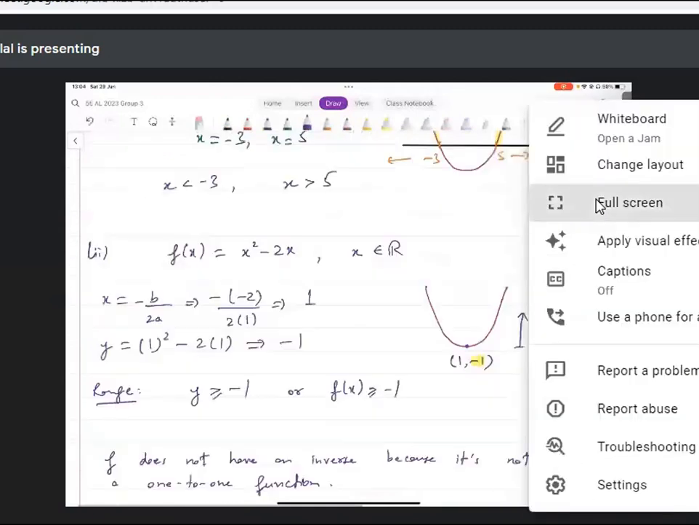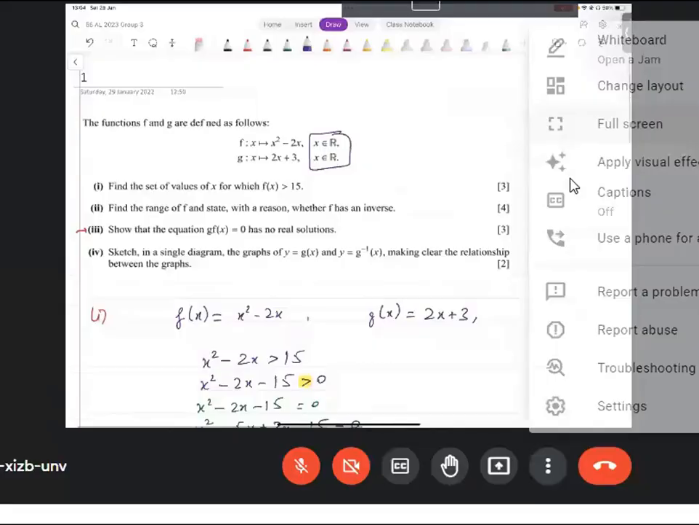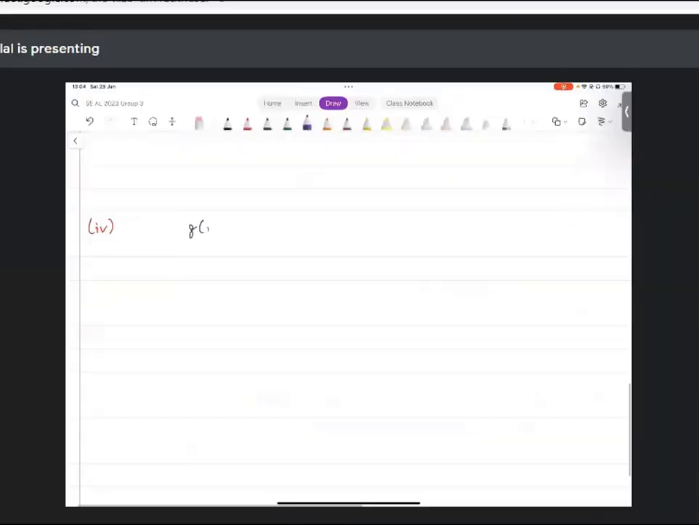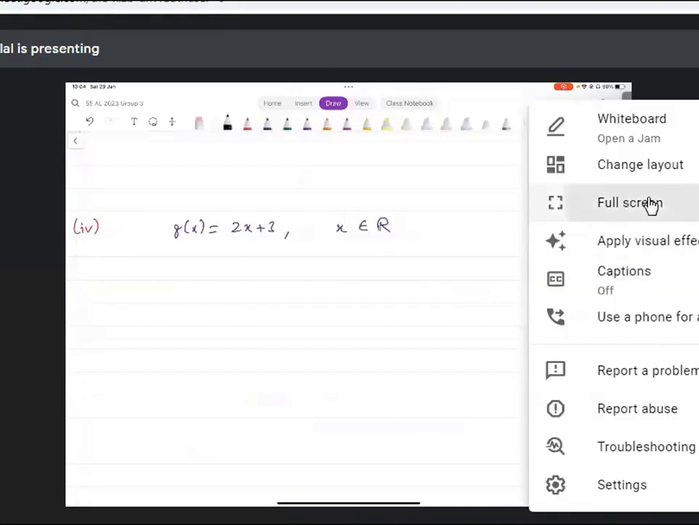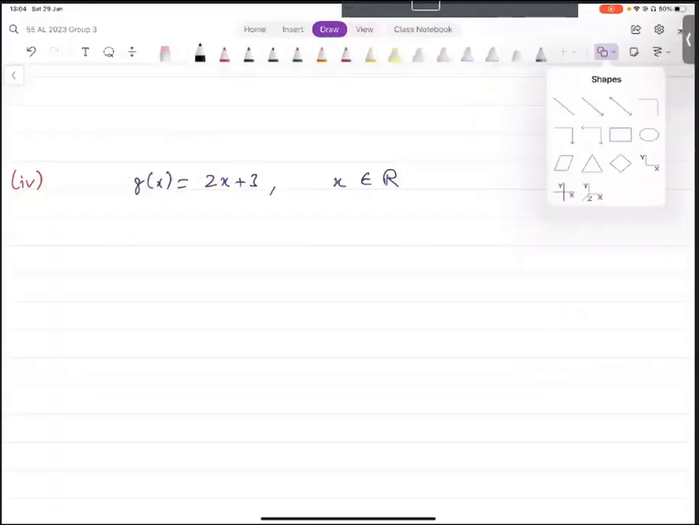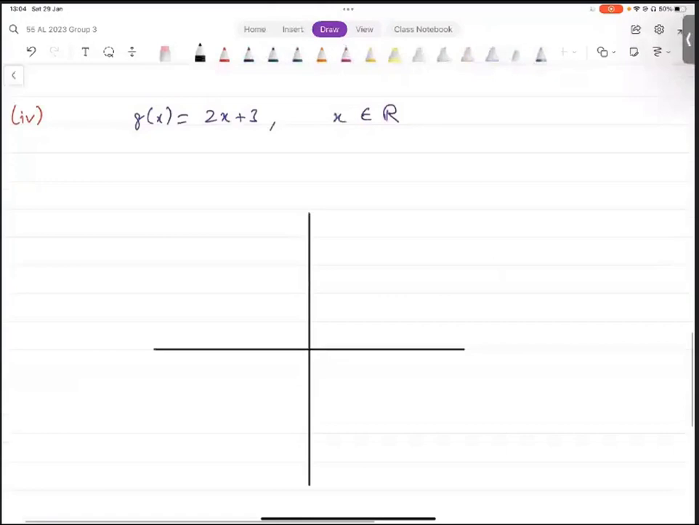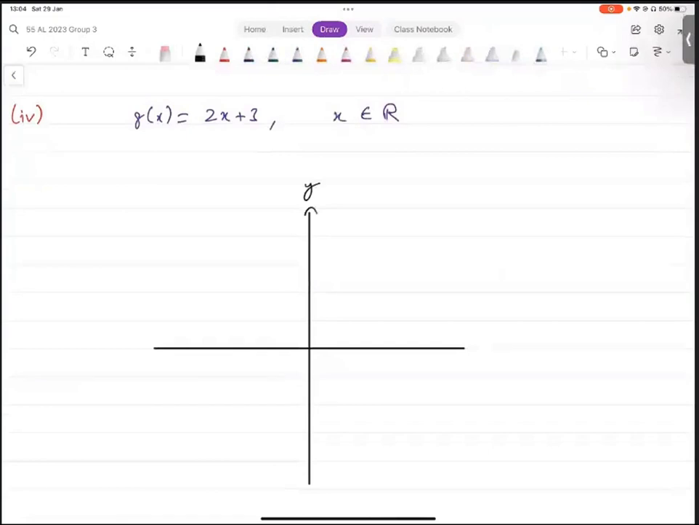G of x, what function do we have? G of x is 2x plus 3. Let me write that here. G of x is 2x plus 3. And the domain that we have for this is all real values of x. What will we do? We will have this grid. This is y, this is x.